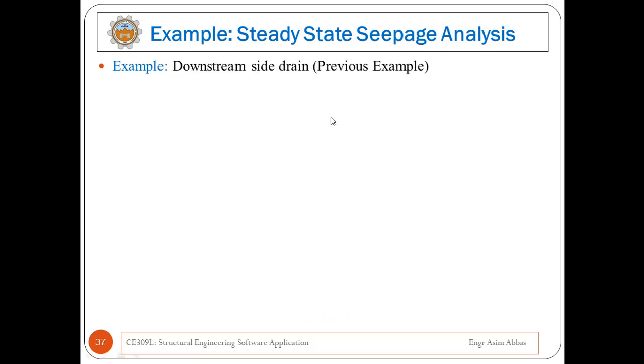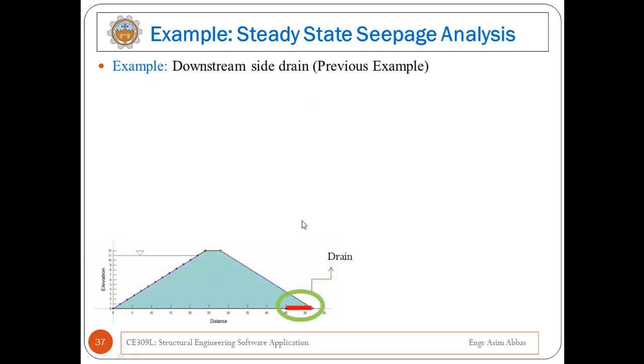Okay, now again I will consider another example by using the previous example data, right? Where there is a drain at the downstream side. This is the previous example, and let's suppose here there is a drain. How can we model this drain as well?